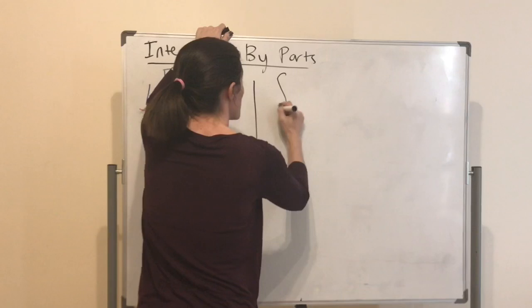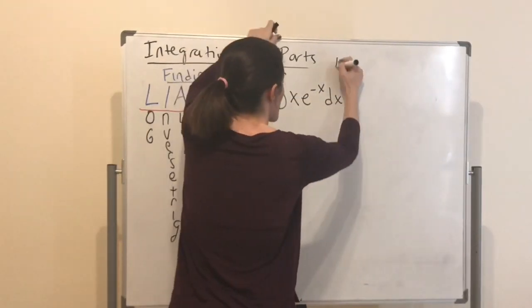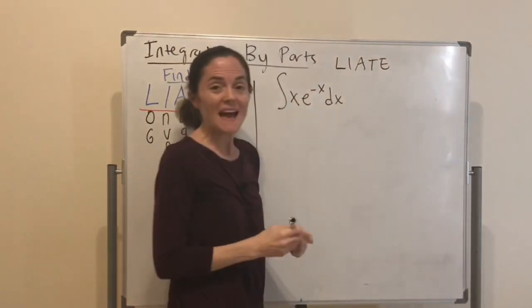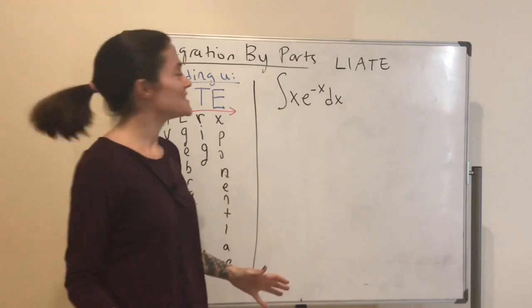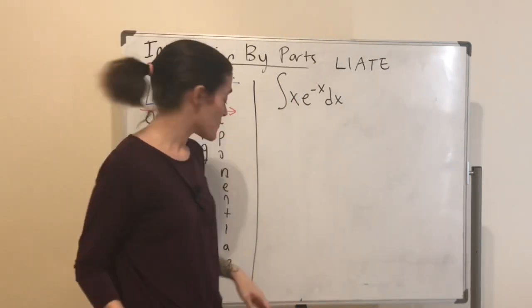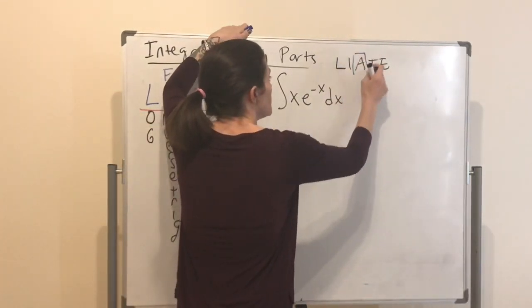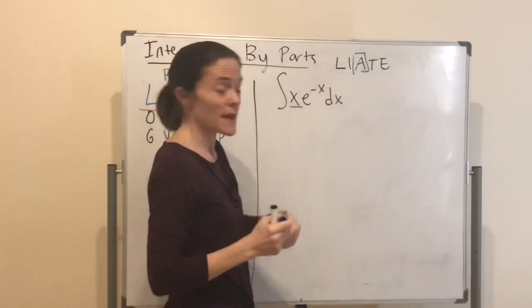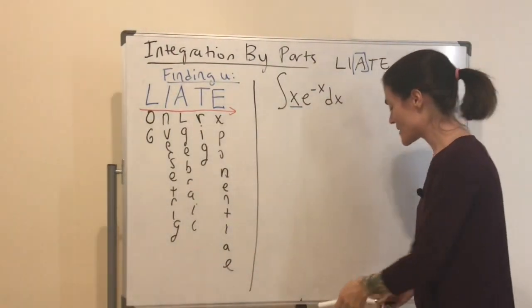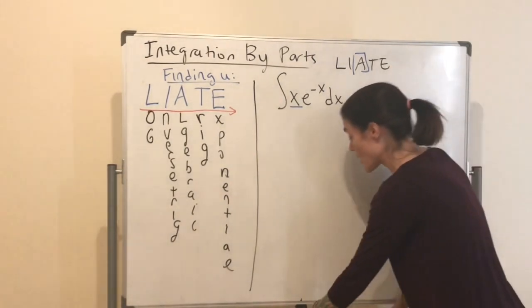So we have an integral, x e to the minus x dx. Well, let's go in order. Ask yourself, do we have a log? No, we don't. Do we have inverse trig? No, we don't. Do we have algebraic? Yes, we do, because here, this is algebraic. You're looking for something polynomial, maybe square root of polynomial. Okay, so this is going to be our u.